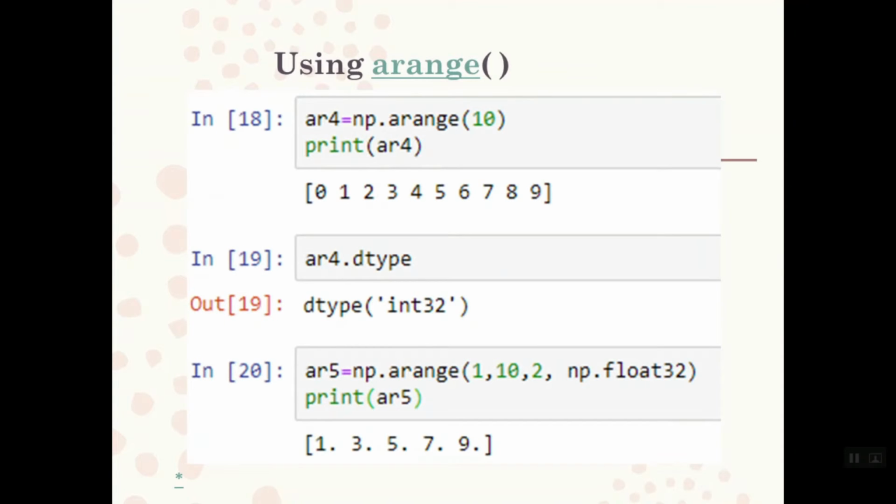np.arange with the initial value as 1, final as 10 and step of 2. So it works similarly to the range function. Like the initial will be 1 and the final will be 10 with the step value of 2. So 1, 3, 5, 7 and 9. 10 is not included in the range. And I have assigned it to np.float32. That's why we are getting 1., 3., 5. point values.